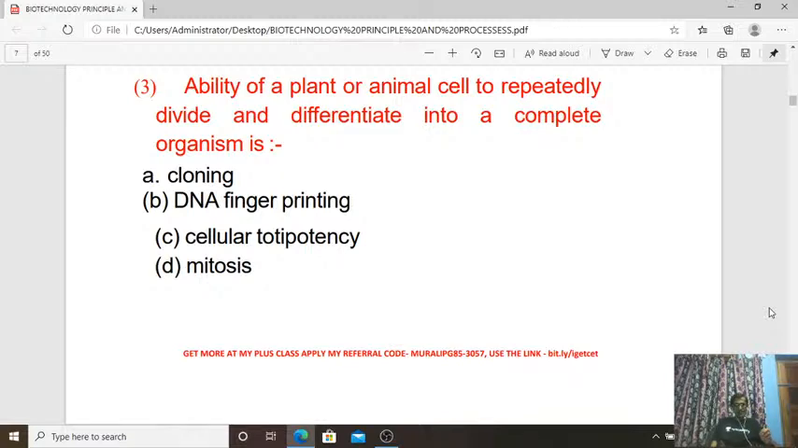Ability of a plant or animal cell to repeatedly divide and differentiate into a complete organism is what? Cloning, DNA fingerprinting, cellular totipotency, mitosis. Anyone can answer in the comment box if you know the answer.